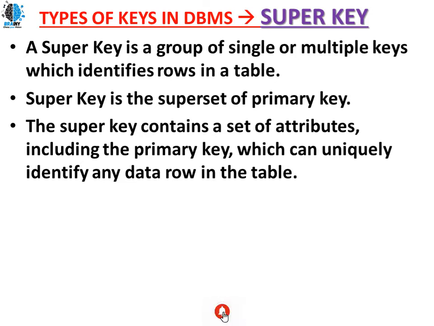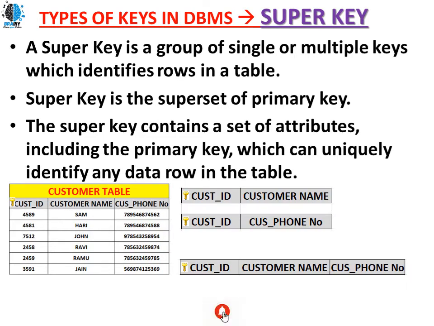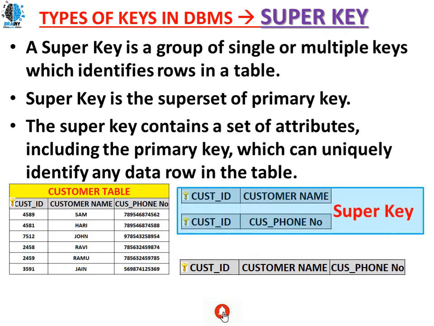So super key contains a set of attributes including primary key, which can uniquely identify any data row in a table. For example, I have this customer table. In the customer table, I have a primary key, customer ID. So customer ID is a primary key of the customer table. Now you can have the super key by using the primary key. How? For example, you have customer ID with customer name, and customer ID with customer phone number. These two will be called our super keys.